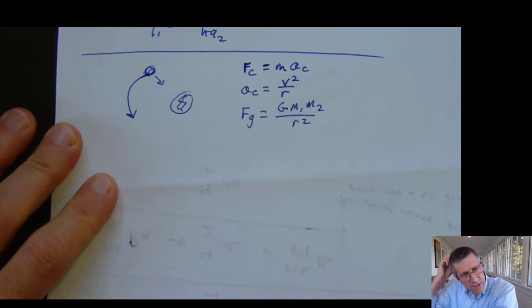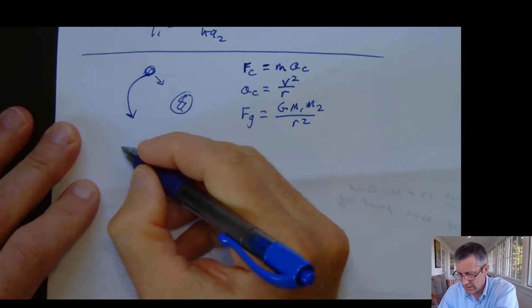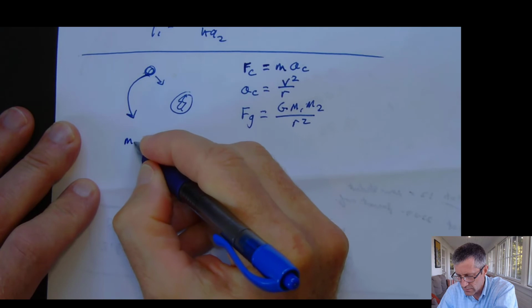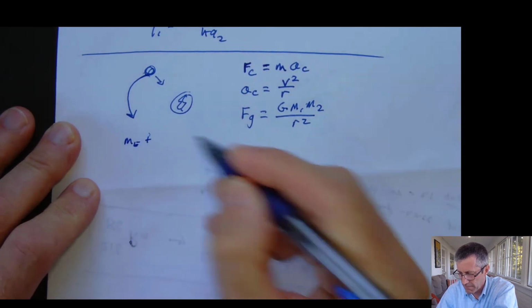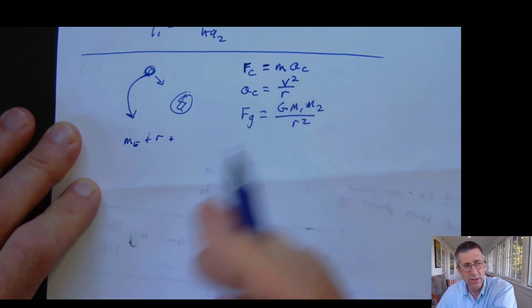So in this case, I want to mash these together and try to come up with something that only contains the mass of the Earth and the radius and the universal constants. Right? So I'm trying to mash this together and get rid of everything else.